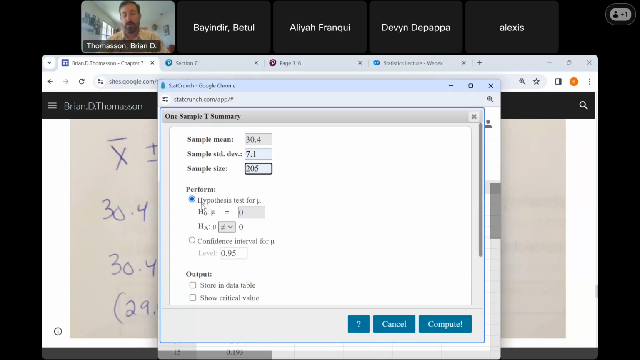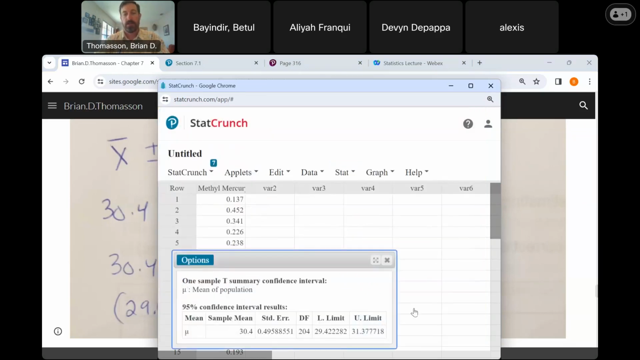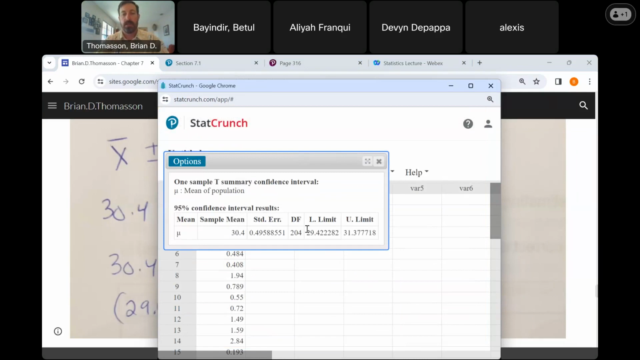And just like before, we don't want the hypothesis test. That's for when we get to our next class. And our confidence level was 95%. So we just click the box next to confidence interval for that. And we have our lower and upper limits of 29.4 and 31.37.